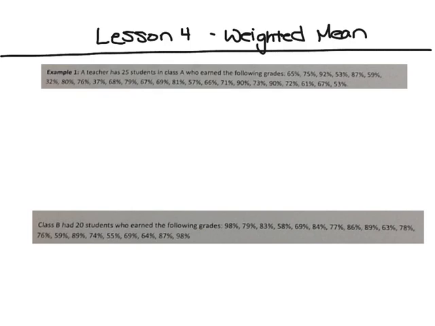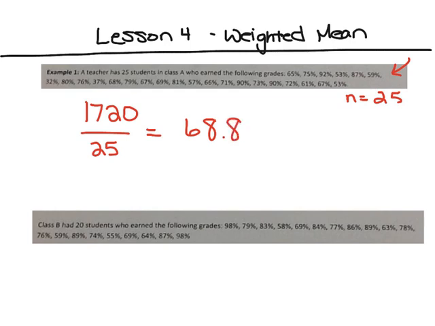So what we're going to do is calculate each of the classes' means separately. For the first class, I want you to pause the video and add up all of the averages and get a total. When you add the averages, you should get 1,720. Our N for Class A is 25, so we divide by 25. So the class average is 68.8 for Class A.